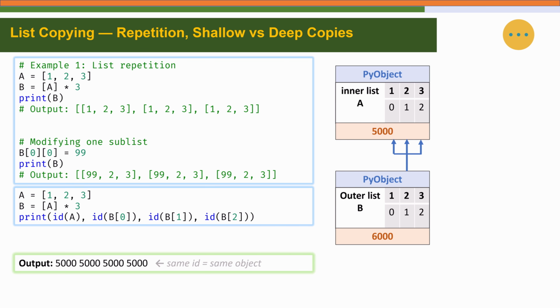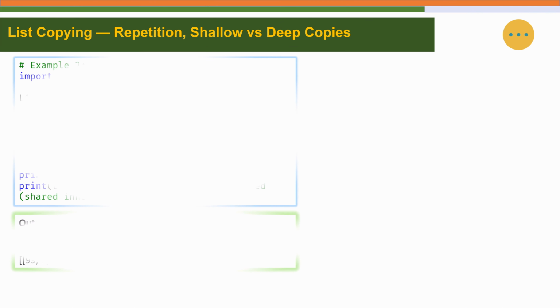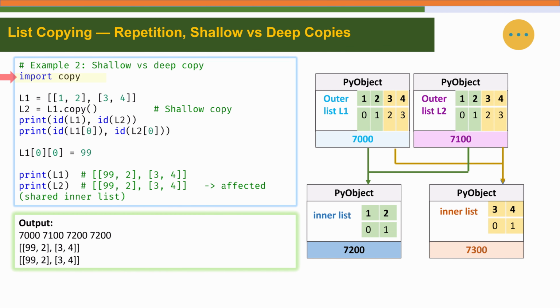Now let's move on to the shallow versus deep copying concept, which gives us better control. Python provides 2 main ways to copy an object: shallow copy and deep copy. A shallow copy makes a new outer list but still references the same inner objects. A deep copy makes a completely independent clone, that is, both the outer and inner elements are duplicated. Let's see this in action.